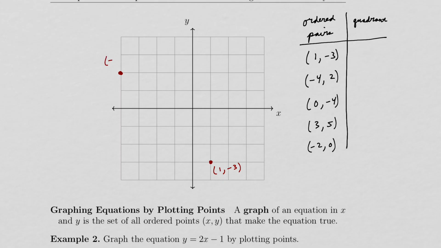This will be the point -4, 2. Okay, 0, -4. In this case, again, I'm going to start at the origin. I'm moving nothing in the x, right? So I'm staying on the y-axis, but then I need to move -4, so I need to move downward. So right there, that would be the point 0, -4. That'll be right here.